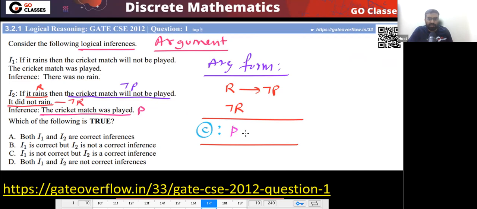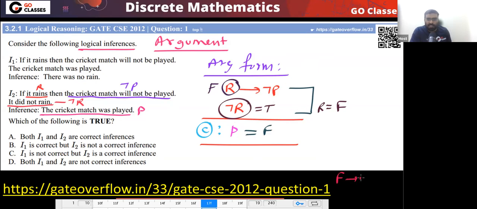So again, the same thing we will do. Let's make it false. Now, after making it false, can you make all of them true? Let's try to make all of them true. If I want to make it true, then R will be false. Remember, false implies anything, whatever. So you can notice that this is also true.